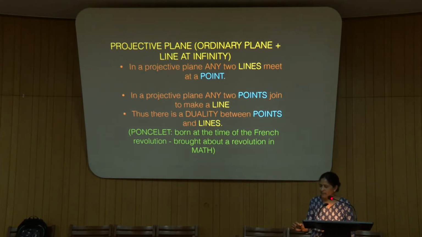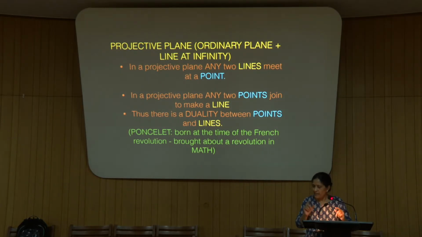So in a projective plane, any two lines meet at a point. This is different from Euclidean geometry. Euclidean geometry says non-parallel lines meet at a point, but parallel lines don't meet. But here in the projective plane, all lines meet at a point. Given any two lines, they meet at a point.